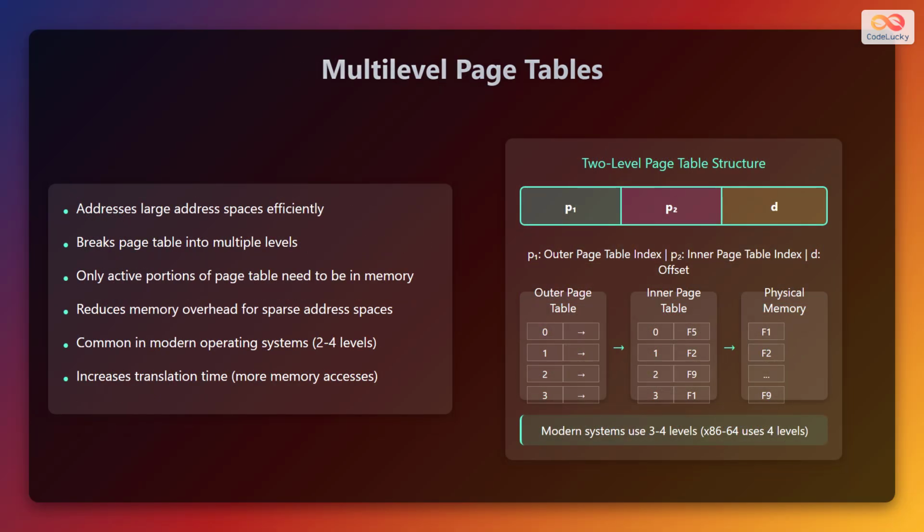Multilevel page tables are used to efficiently manage large address spaces. Instead of having a single page table, the page table is broken into multiple levels. This means that only the active portions of the page table need to be stored in memory, reducing memory overhead, especially for sparse address spaces. Multilevel page tables are commonly used in modern operating systems, often with 2 to 4 levels. However, they do increase translation time since accessing memory requires multiple lookups across the different levels of page tables.